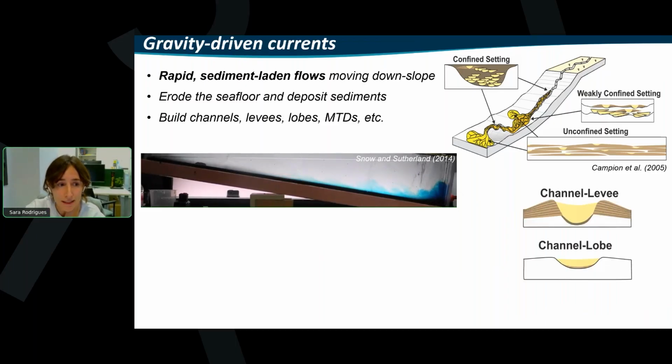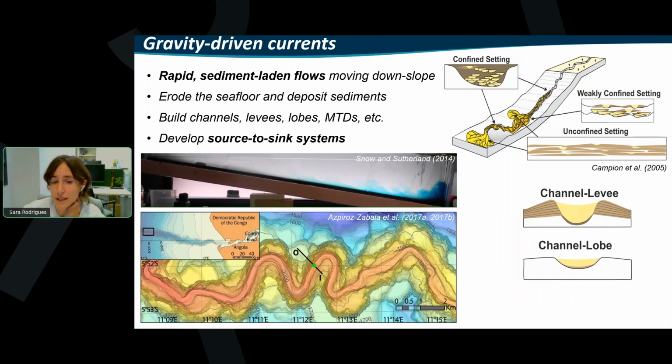In addition, the types of systems that it forms, some people might think that it may be different from contourites or somewhat more similar. But what you see is mostly that it has a source to sink system.